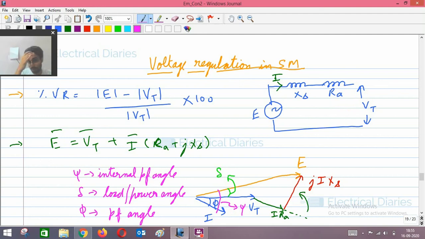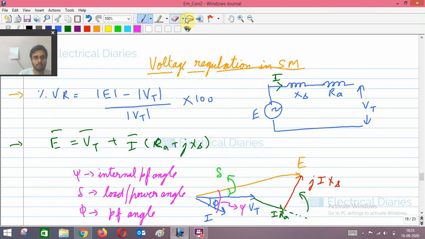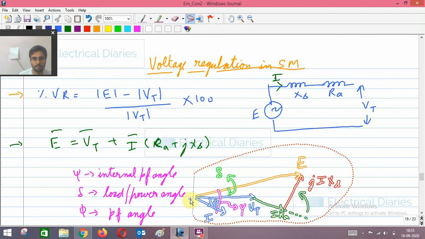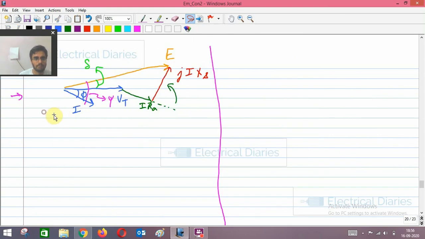Now, a few formulas I have already discussed in other videos. I will give the links in the description in this post only. So the main thing that we have to see in this video is, from the phasor diagram we have to analyze a few things. So let us take this phasor diagram on the next page. So this is our phasor diagram.